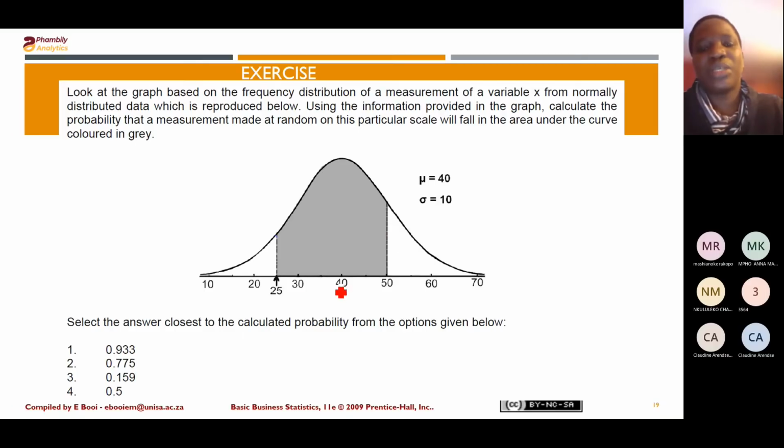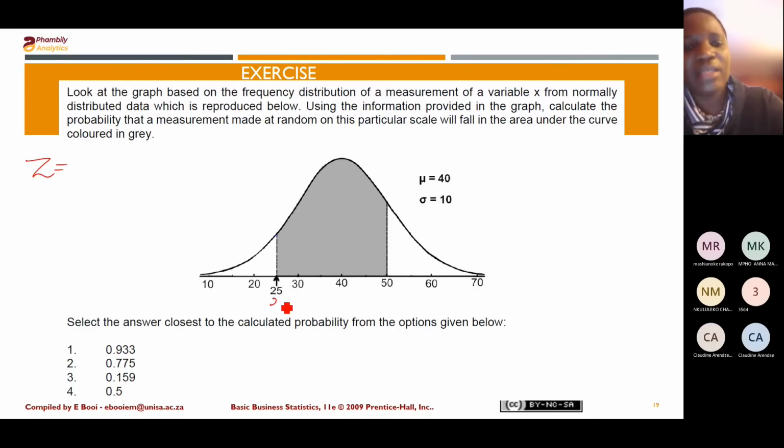So if you look at this picture, where it's colored in gray, you can see that we're looking at the area between. So if we need to answer, select the answer which is closest to the probability from the options below. If we want to calculate the probability of this graph, we will have to use mean to Z, because this is a mean to Z type of question, because it's between. So we first need to calculate the Z.